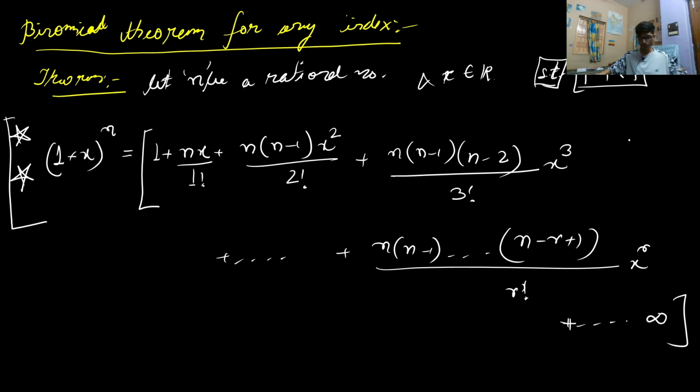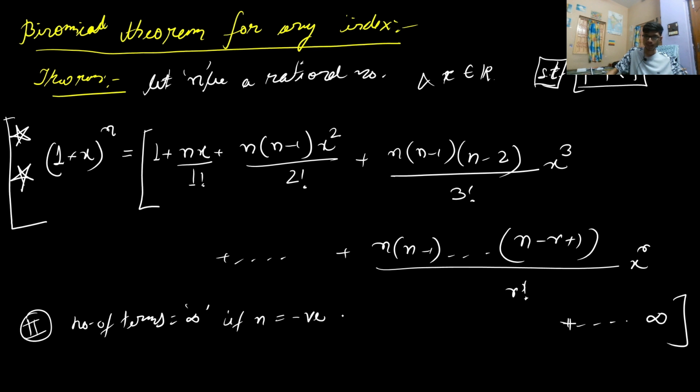And the second remark that you must remember is that there are an infinite number of terms in the expansion of (1 plus x)^n when n is a negative integer or a fraction. The number of terms is basically infinite if n is a negative integer or fraction.